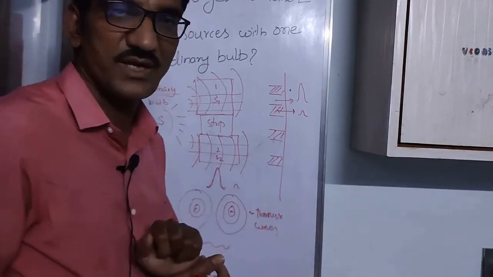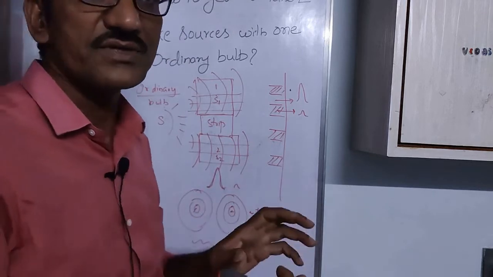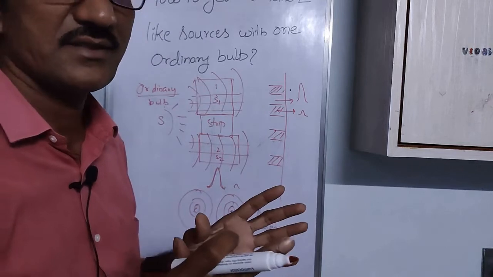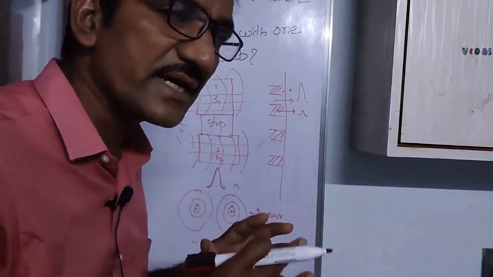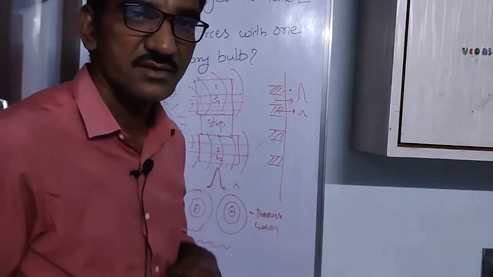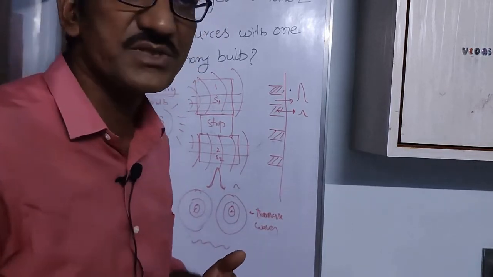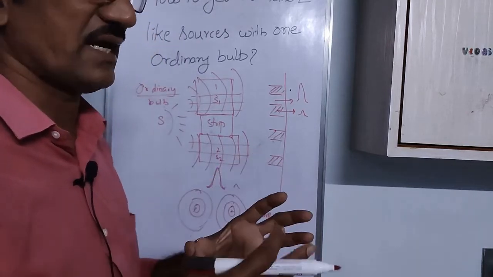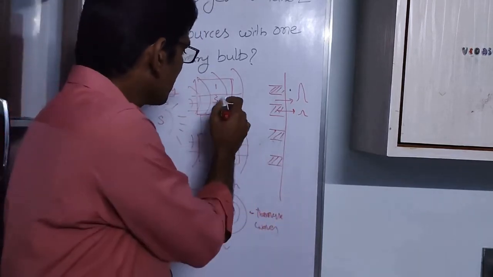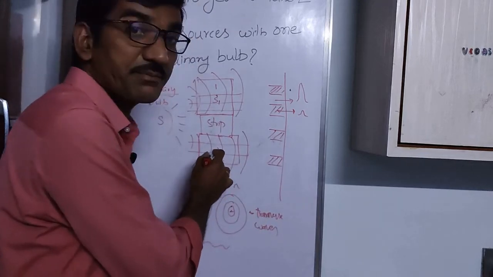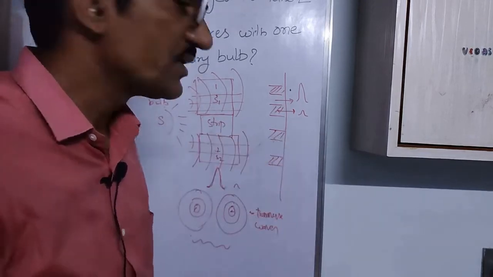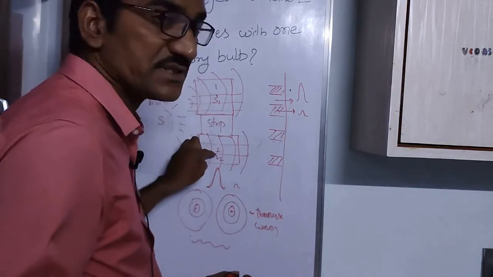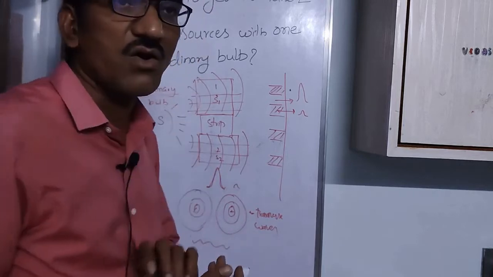This is the only one source we have taken, and all of us know that in order for interference to happen, we need coherent light or coherent sources. What is the meaning of coherent sources? The sources are the bulbs emitting coherent light. See what type of light is coming from this gap and this gap: coherent light is coming. So now we have two coherent sources from this one ordinary source.